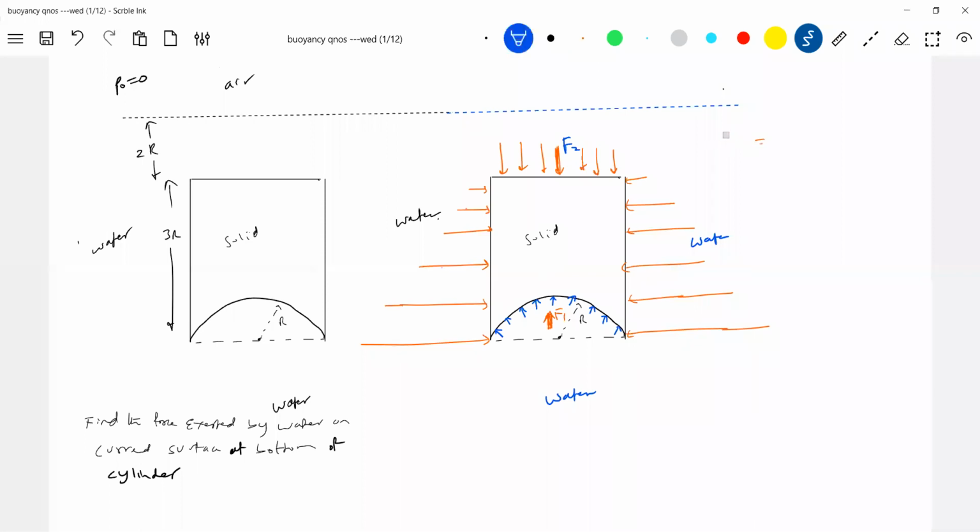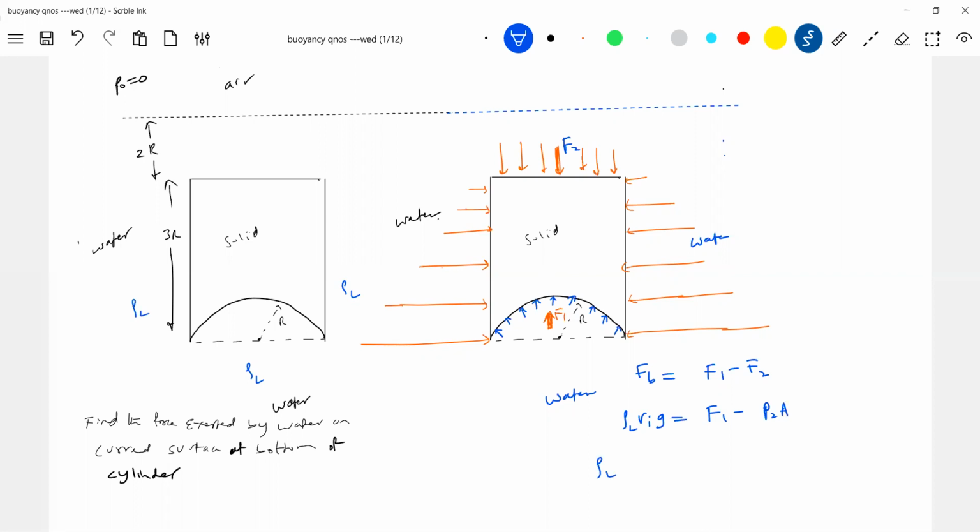What does the definition of buoyant force say? FB is equal to F1 minus F2. Do we know the buoyant force? It is the density of liquid times volume immersed times g. So what is F1? F1 is what we have to find out. What is F2? F2 will be pressure P2 into area, this will be of radius R.